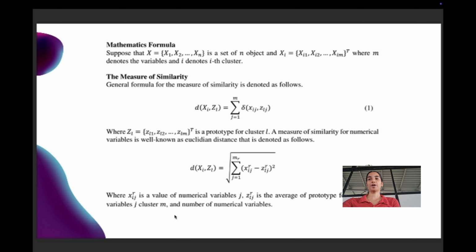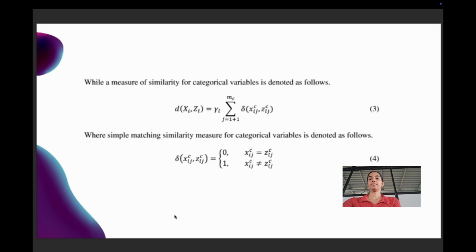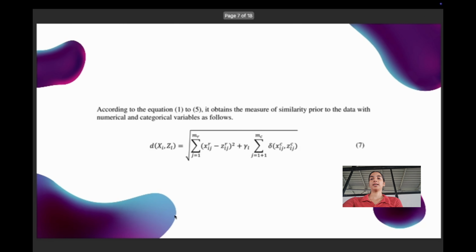This is the mathematical formula for the K-prototype algorithm. So this is the general formula for the measure of dissimilarity, where X is the data point and Z is the cluster point. In this formula, the measure of similarity for categorical variables is given. This is the derivation. And putting it all together, the total dissimilarity for a mixed type dataset is calculated as the numerical distance plus the weighted categorical features.